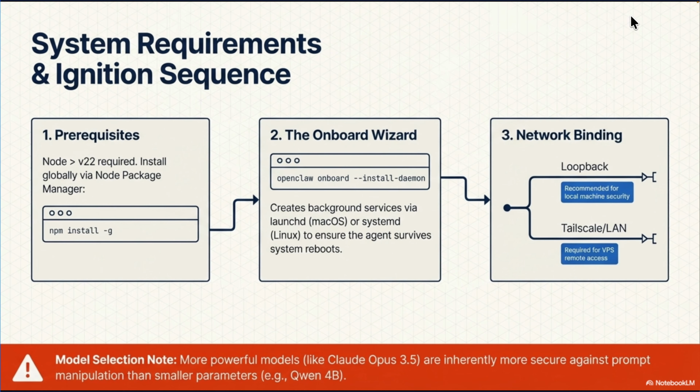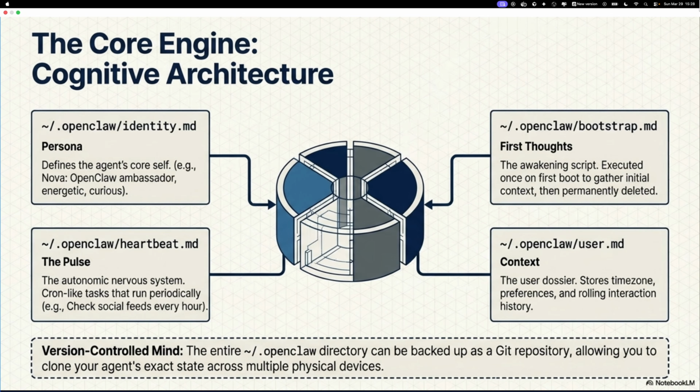So what are the system requirements and the ignition sequence? The prerequisite: you need to install the Node package. Then you run the onboarding wizard, which is openclaw onboard install daemon. Then you have network binding, which is recommended for local machine security, and then it requires remote access. For model selection, more powerful models are indeed more secure against prompt manipulation than smaller models, right? So what is the core engine here?